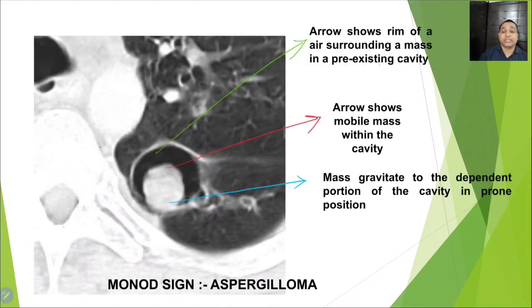This is one more CT scan which is specific of the Monod sign seen in pulmonary aspergilloma. As you can see, the green arrow shows the rim of air surrounding the mass in a pre-existing cavity. The red arrow shows the mobile mass within the cavity, and the blue arrow shows the mass gravitating to the dependent portion of the cavity in the prone position. So this is a typical sign called the Monod sign, which is commonly seen in pulmonary aspergilloma.